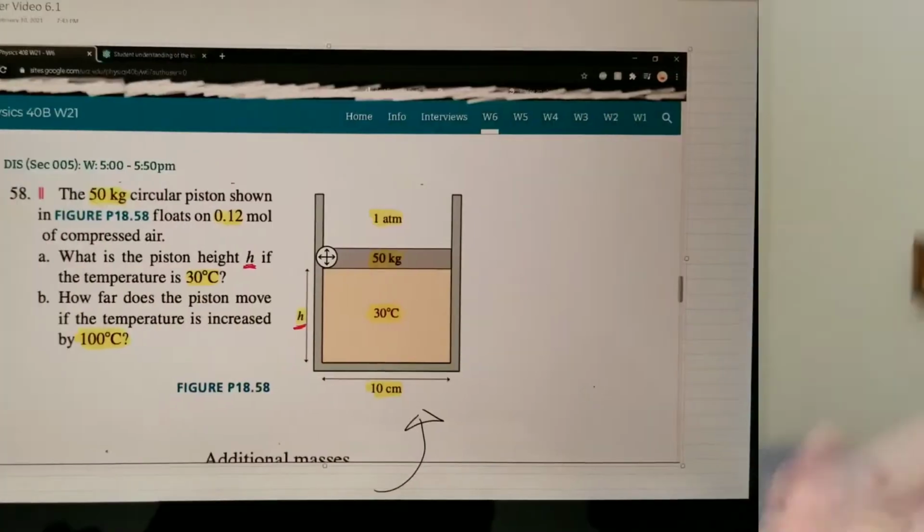Choi, and I'll be going over Explainer Video 6.1 that shows how a change in temperature will actually change the height of a circular piston on compressed air. And jumping right into the problem.